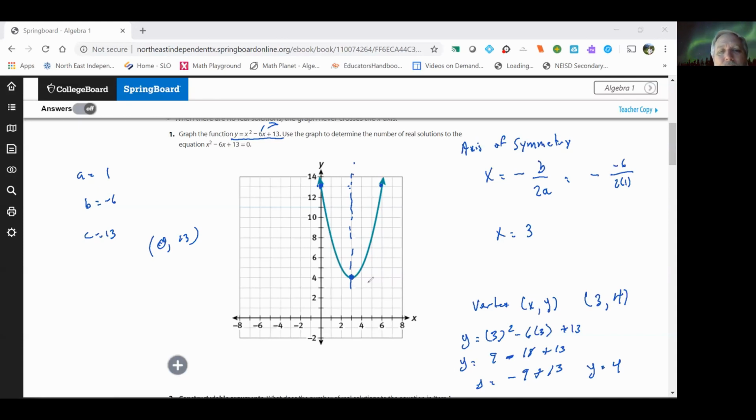Now what I'm looking at when I see this graph is I say, well, my vertex is above the x-axis and I'm a happy flower, I'm going upward. So therefore, how many x-intercepts are there? Well, we would say there are no real solutions. All right, so let's go ahead then and move on.